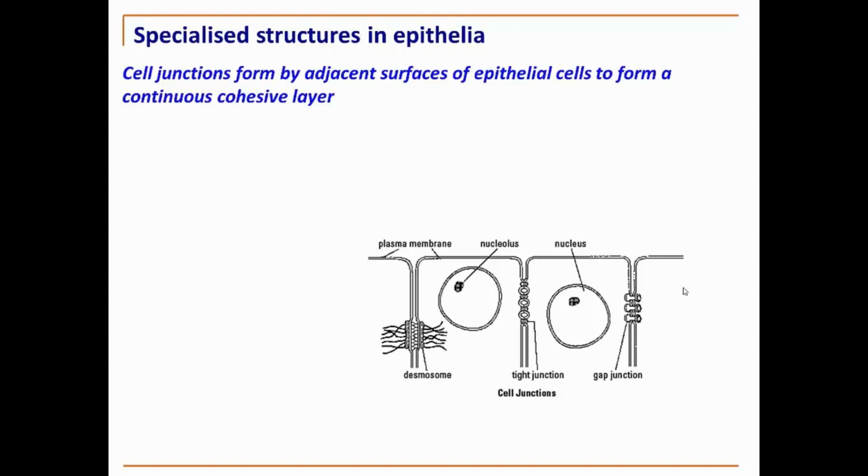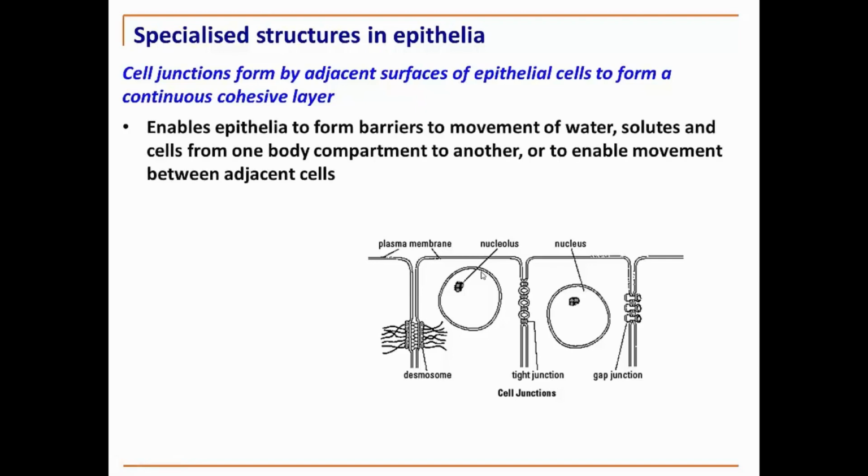Okay, so we're still on the epithelia, of course, because this entire session is on the epithelia. And when you're looking at it, you need to have a continuous cohesive layer within your epithelia. So here we've got it: 1 cell, 2 cells, 3 cells, 4 cells, all forming this nice cohesive layer. But of course, they're all communicating with each other, but things need to cross them as well. So what you get is a variety of different cell junctions formed by the adjacent surfaces of epithelial cells to help form this cohesive layer.